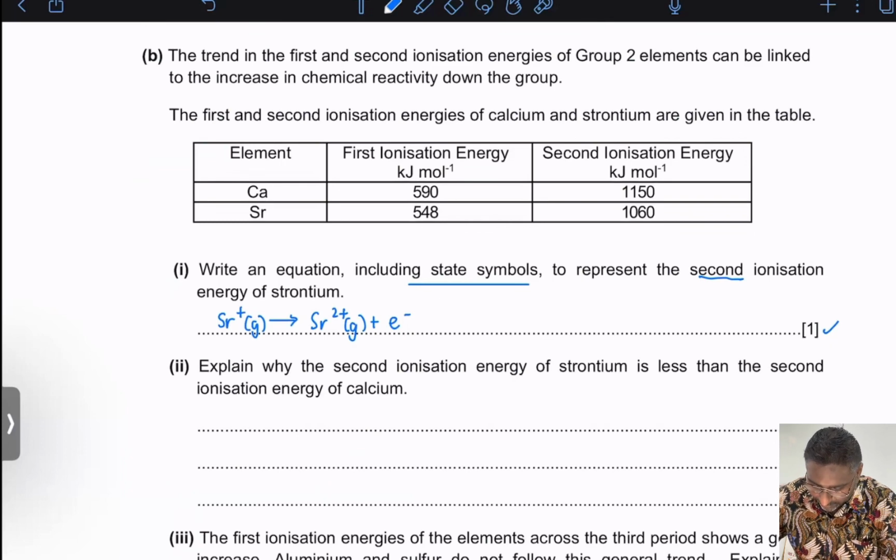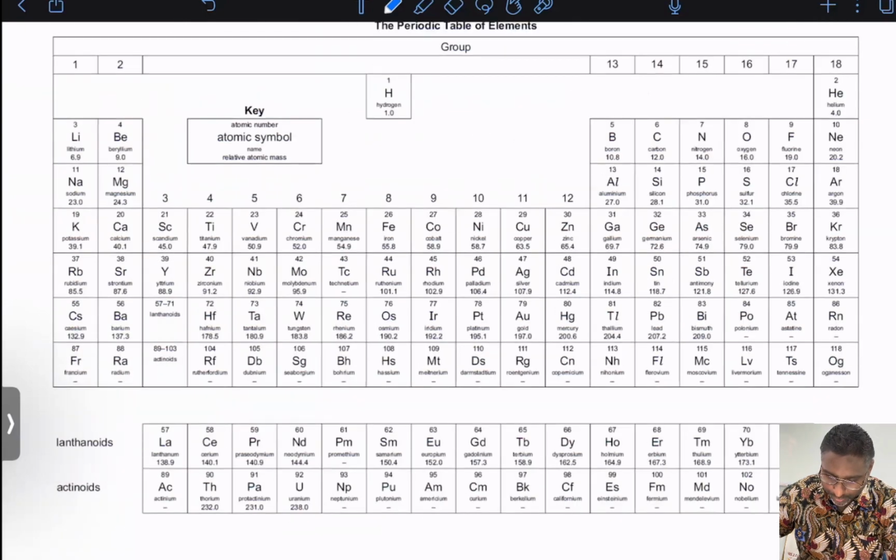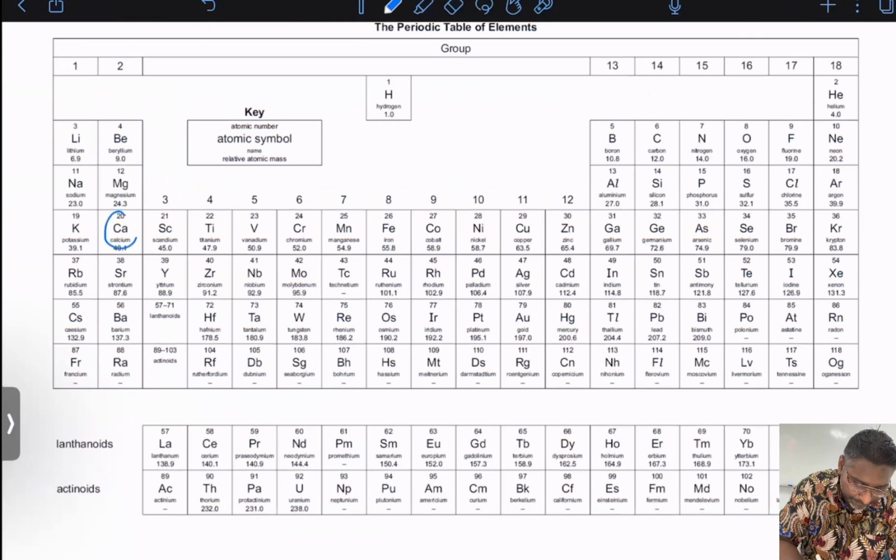Explain why the second ionization energy of strontium is less than the second ionization energy for calcium. So why? In order to know that, you need to write down the electronic configuration for calcium and strontium. So let's look at the periodic table. We are looking for calcium and strontium. Better if we use the shorthand method.